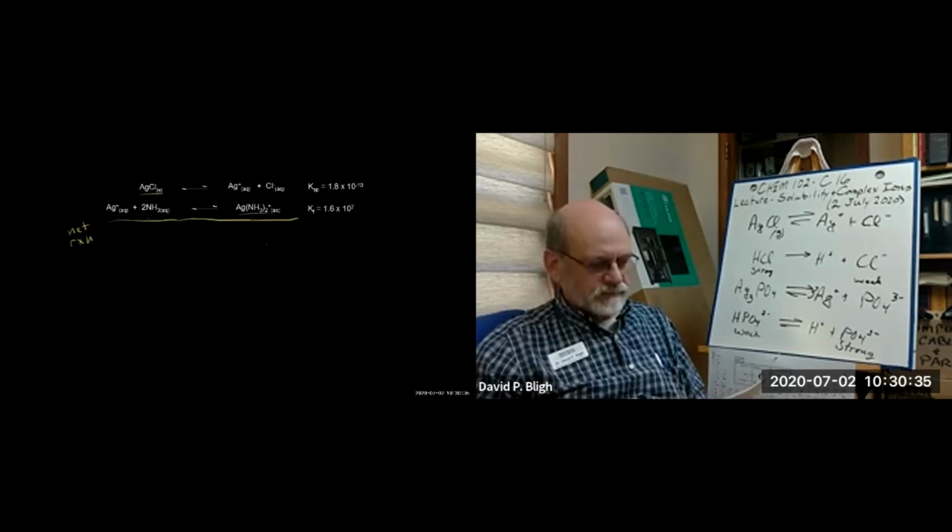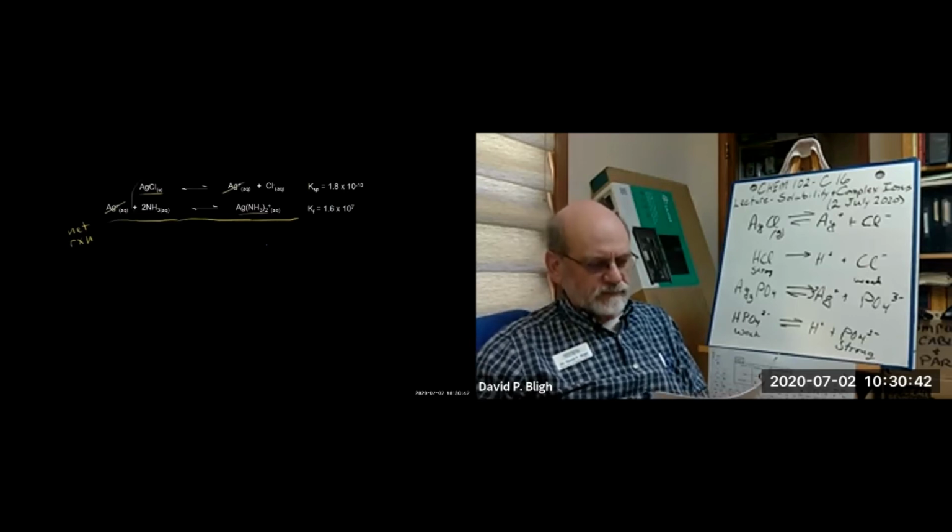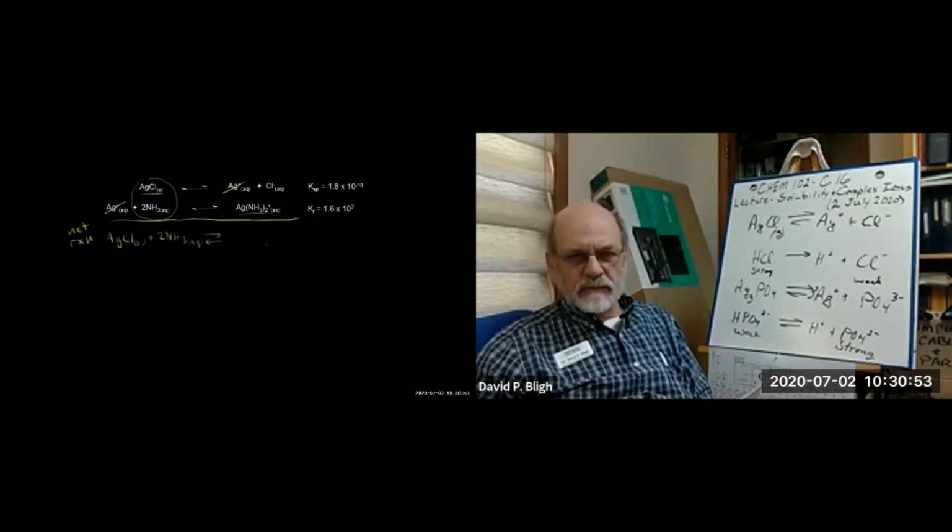We have silver cations on our reactant side and on our product side, so we can take those out. And so for our reactants, for our net reaction, we have solid silver chloride plus ammonia. And for our product side, we would have our complex ion and our chloride anion, so Cl-. So that's the net reaction.